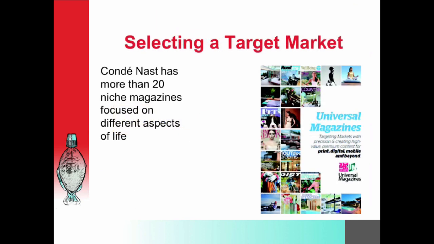So here's an example of a magazine. They've got 20 niche magazines focusing on different aspects, because they realize that their readers require different things, and so they have different needs, and so they're able to reach lots of different segments, but they probably don't go after every segment of the magazine reading population. That's not where their firm capabilities are.